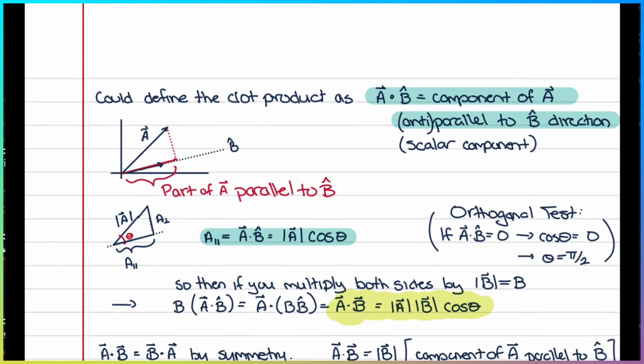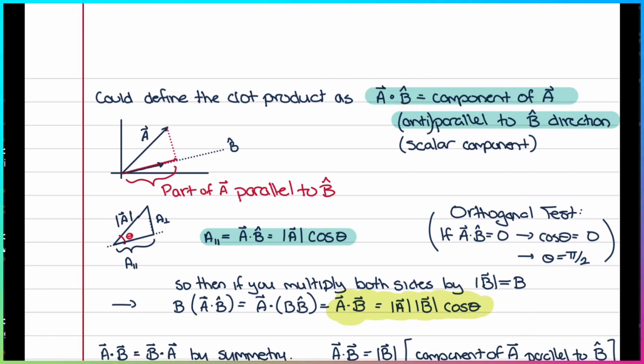This is probably different than what you did last semester. So I'm going to define the dot product as the following. If I take some vector A and I dot it with b hat, I'm going to define this as equal to the component of A that is parallel to the b direction. So essentially this operation plucks out the component of A that is parallel or anti-parallel to this direction.